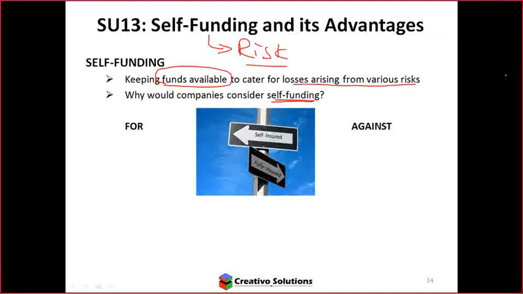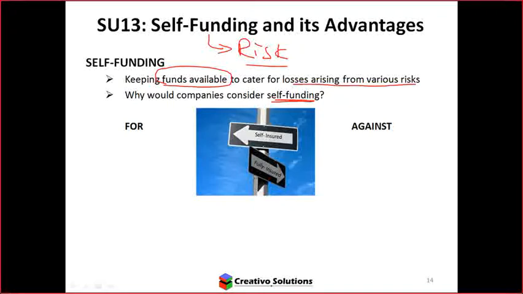Any idea? Maybe they think about saving money. Okay, how would self-funding be a form of saving? Just explain a bit more. If you pay your premiums towards your insurance, yes, it would be too high. But if you retain the money with you, you can earn interest on the money. Maybe they look at it from that point of view.